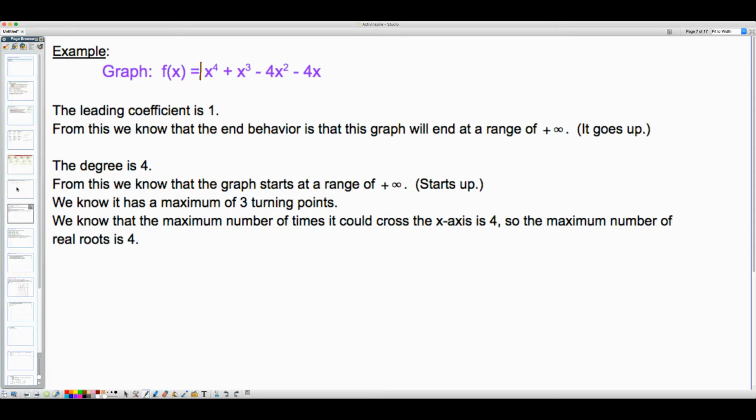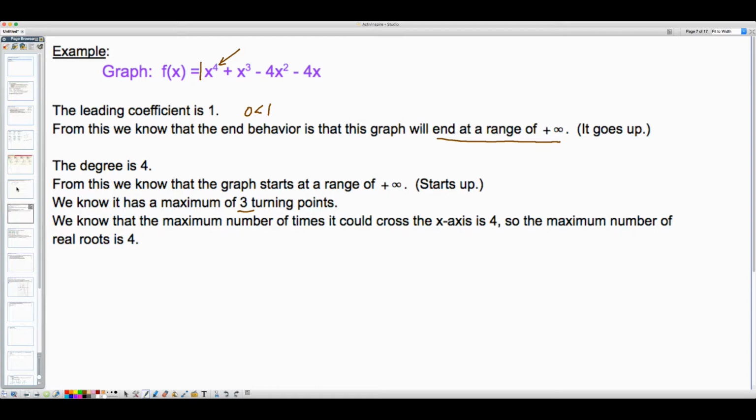So here's an example where you're supposed to graph this function, x to the 4th plus x cubed minus 4x squared minus 4x. The leading coefficient is 1. From this, we know that it's going to have an end behavior of positive infinity. It's going to go up at the end. That's because it's a positive number, greater than 0. The degree is 4, so it's going to have 3 turning points.